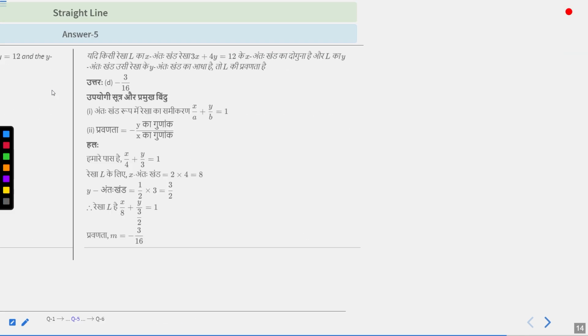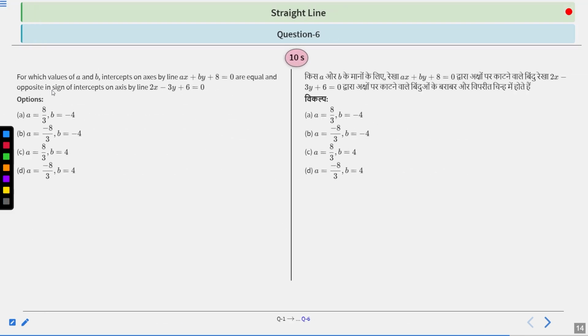Question number 6. Question number 6 says, for which values of a and b are the intercepts on the axes by the line ax plus by plus 8 is equal to 0 equal and opposite in sign to the intercepts on the axes by the line 2x minus 3y plus 6 equal to 0, right? So we basically have to find the values of a and b. Clear? So first we will try to convert the given line into the intercept form, right?